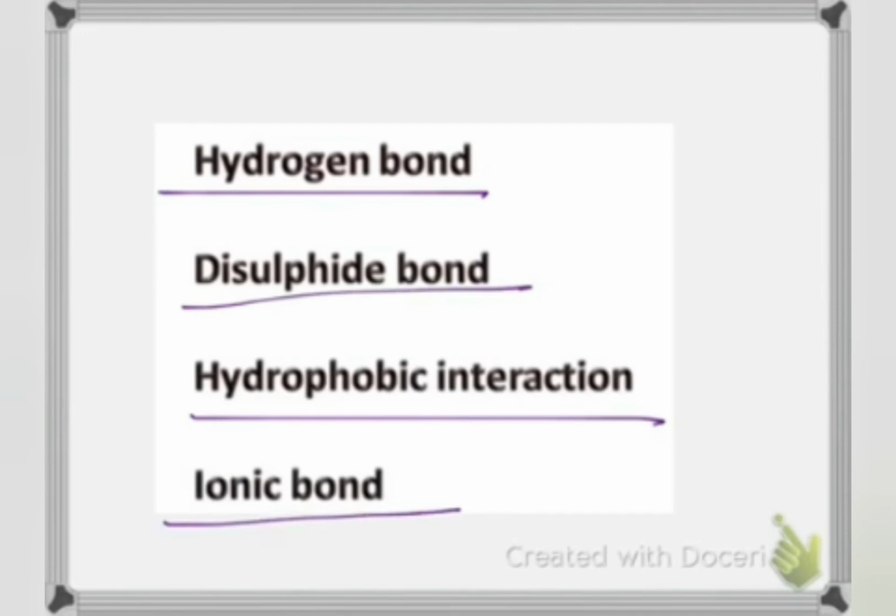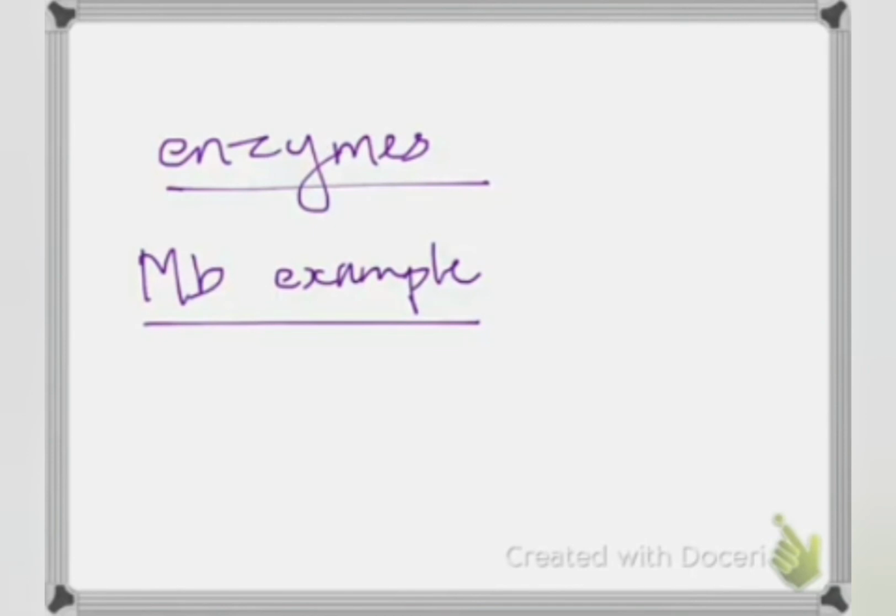So they are the arrangement of polypeptide chain in 3D space. Most of the enzymes and myoglobin are examples of tertiary structure of protein.